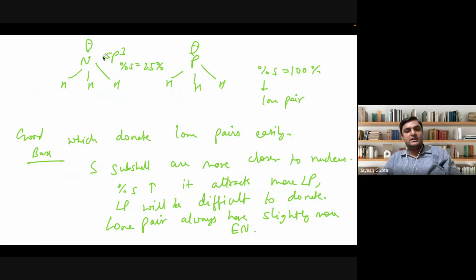Nitrogen will have sp3, phosphorus will not have hybridization. So NH3 is a good base because it has only 25% S character, and PH3 is not such a good base because it has 100% S character. The lone pair sitting at a place, the percentage character it has, will decide whether it will be donated easily or not. Since the percentage character is less, the lone pair can come out easily from nitrogen, but in phosphorus it is sitting inside the S subshell only, 100% S character, so that won't let it come out easily. Understood? So you're right, NH3 is a good base, and PH3 is a poor or weak base.